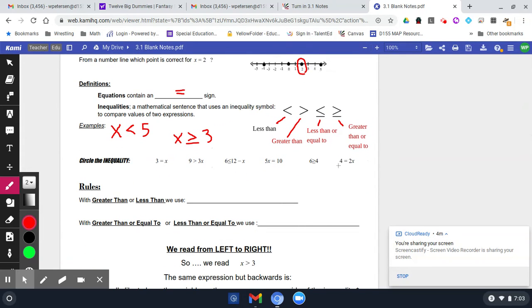So right down here, we're going to circle the inequalities. We're going to look through this. This is 3 equals x. That is not an inequality because it has an equal sign. There we go. We can have more than one number on both sides. This is just saying 9 is greater than 3 times a number. Okay, but that's still an inequality, and we'll talk about that. Over here, yes, that is still an inequality because it has an inequality sign. This is 5x equals 10. We do not want equals, so that is not an inequality. Right here, 6 is greater than or equal to 4. That is a true inequality, because 6 is greater than 4, and then that is not an inequality, all right?